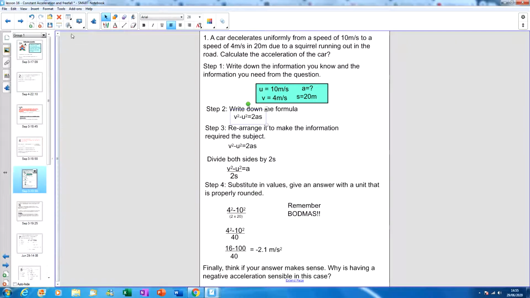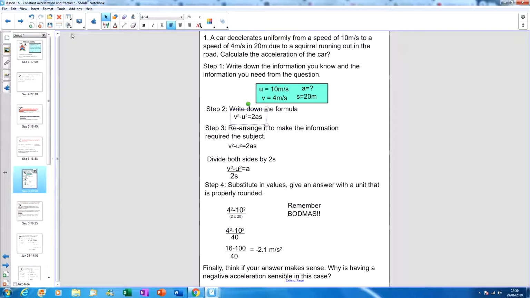So we are going to go over the steps of how to answer questions based on this equation. You will always be asked to find one thing in that equation, one quantity that you don't know, and you will always be given the information for all of the other quantities.